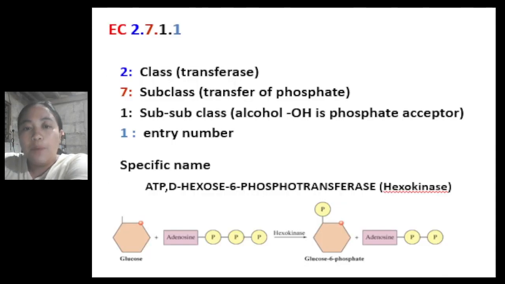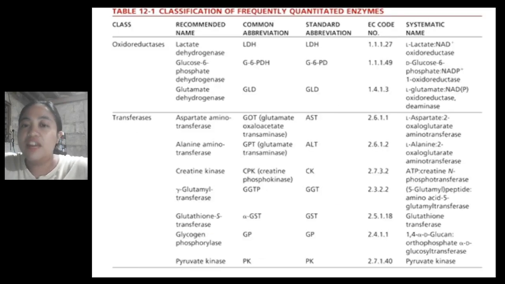So we have an example here, EC 2.7.1.1. From there, the first number is 2, so we can tell that the major class of this enzyme is a transferase. And then the second number, 7, the subclass, so it is transfer of phosphate, and then 1 and 1. So this specific enzyme is a hexokinase, and it has this name. Mao gid ni ang ngalan sa enzyme. So there are a lot of examples here in this table.